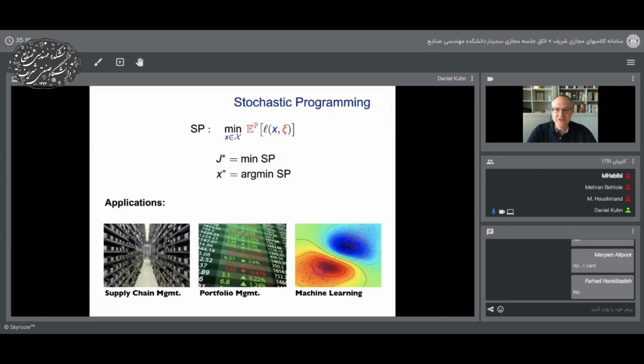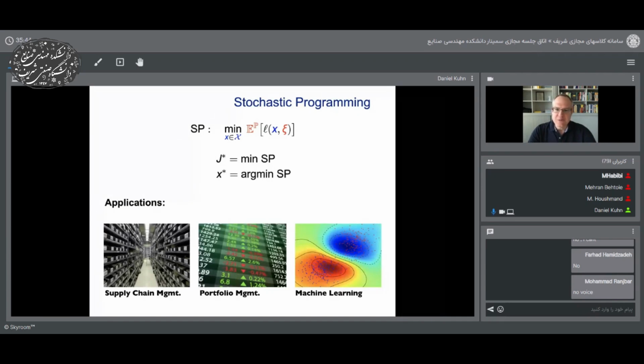Okay, so what I would like to do in this talk is study single-stage stochastic programming problems. Here the goal is to minimize the expected value of some loss function. This loss function is denoted by L. It depends on the here and now decision X, which needs to be chosen from a feasible set script X. And the loss function also depends on a vector Xi of random variables.